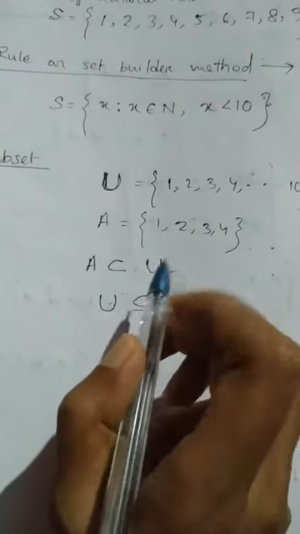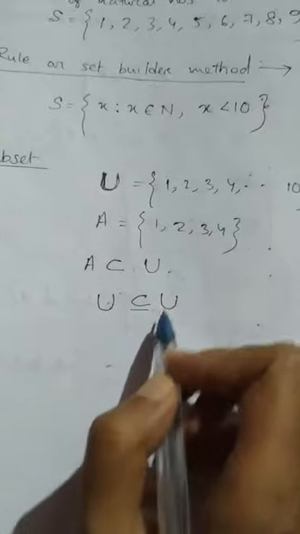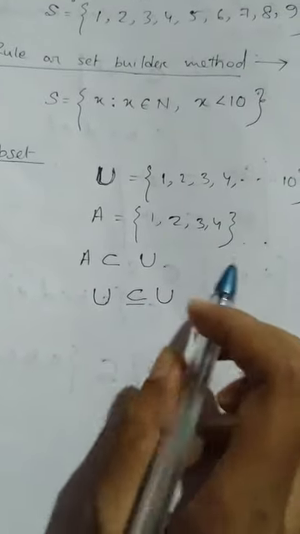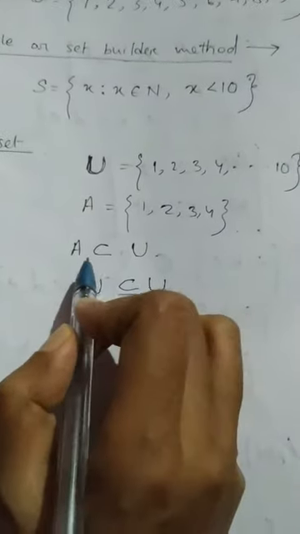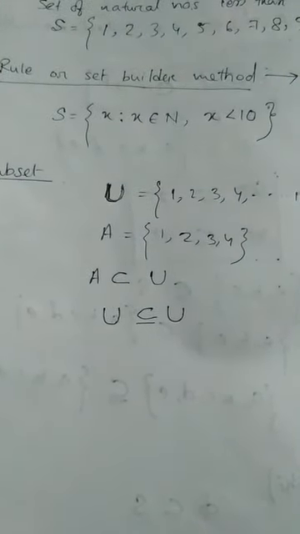If it has at least one element less, then I will use this symbol, but if it is the same, then I can write this symbol. But most of the time we use this symbol only, so you can remember it.